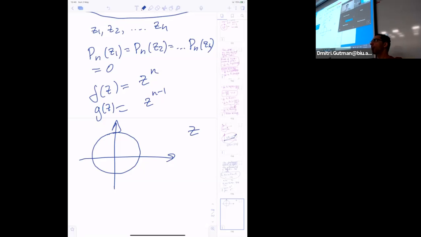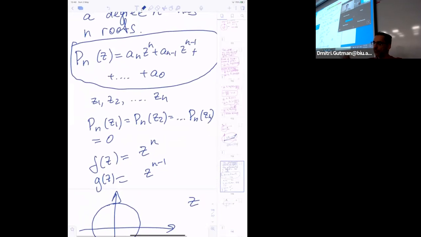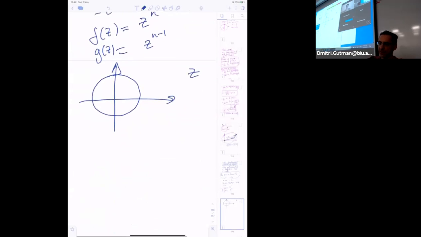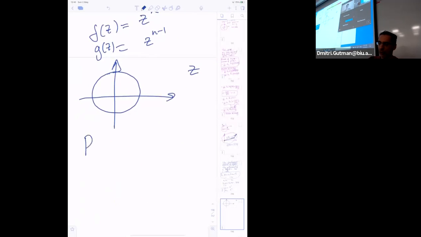Well, I usually factor out. You factor out a Z. So let us be specific. Let's take a polynomial of, I don't know, of degree 2. Example. Let's consider a polynomial of degree 2, which looks like a2 z squared plus a1 z plus a0.